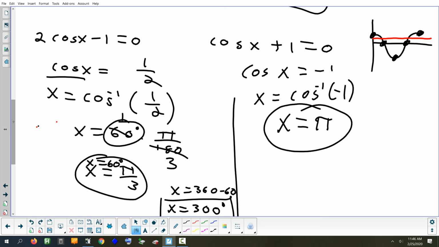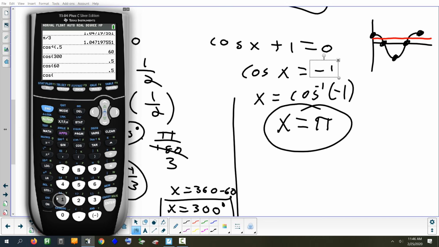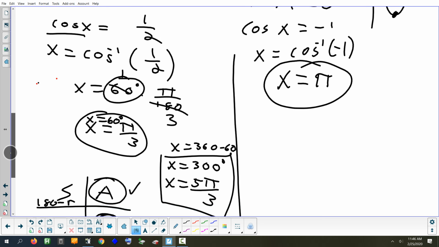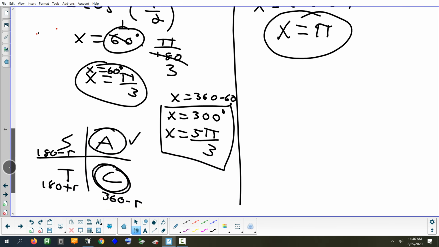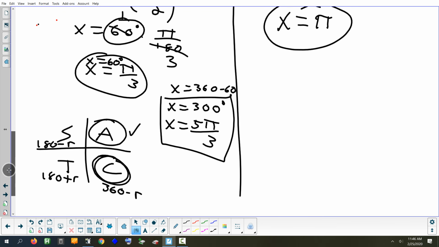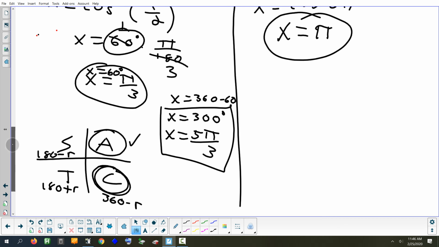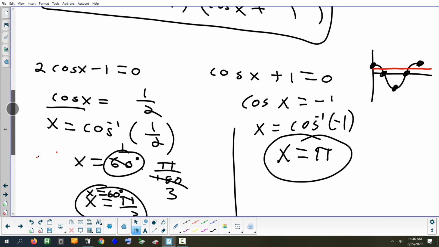And you could check this one if you wanted. That's 180. Take the cosine of 180 and it should come out to -1. If it doesn't, then we did something wrong. But it does. Why do we have to find one in the fourth quadrant? Well, first, do you know why we had to at least find a second answer? Yeah, because it intersects twice. Because it hit twice.